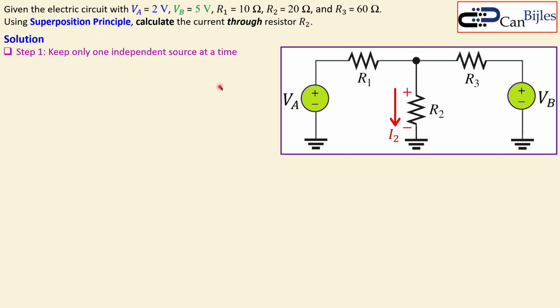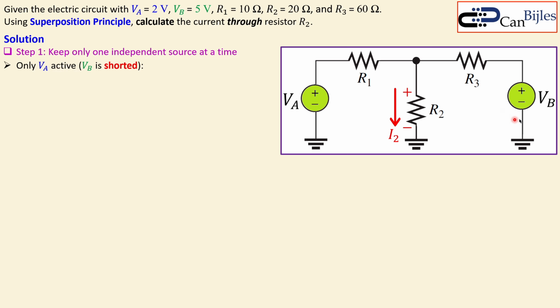It only applies, by the way, for linear systems or linear circuits, so you cannot apply this for nonlinear systems or circuits. Step one is the following: keep only one independent source at a time in your circuit. So if you have two, you keep only one of them and you disable the others. Disabling means making it inactive. So if I keep only VA active, that means VB is shorted.